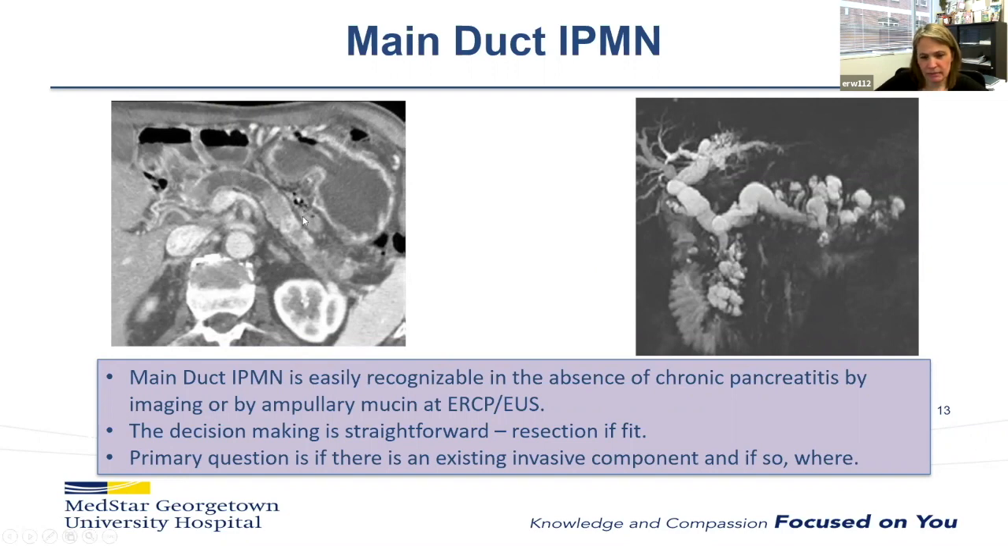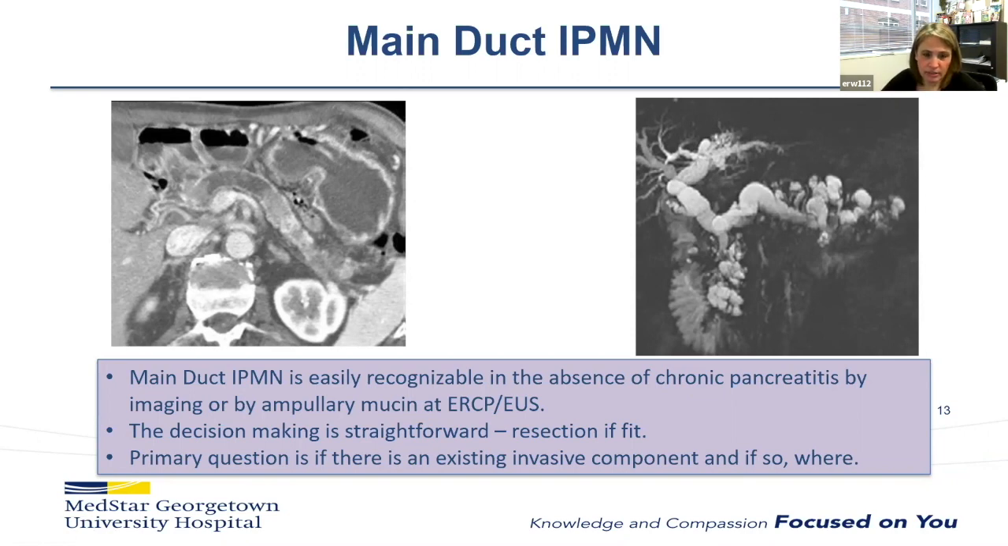It's really easily recognizable. The diagnosis is not in question in patients who don't have chronic pancreatitis, and can easily be diagnosed at ERCP by seeing mucin extrude from the ampulla. The decision making is generally straightforward about if the patient needs an operation, and it's largely based on if the patient is physiologically fit for an operation.